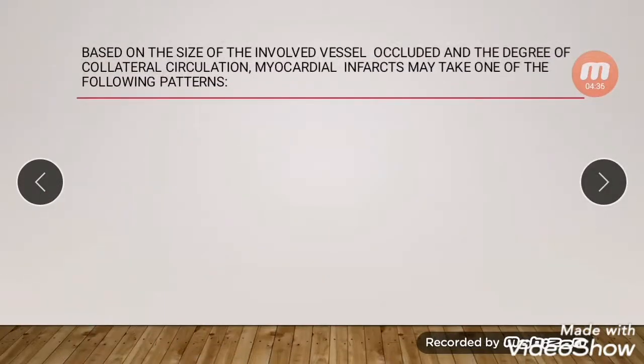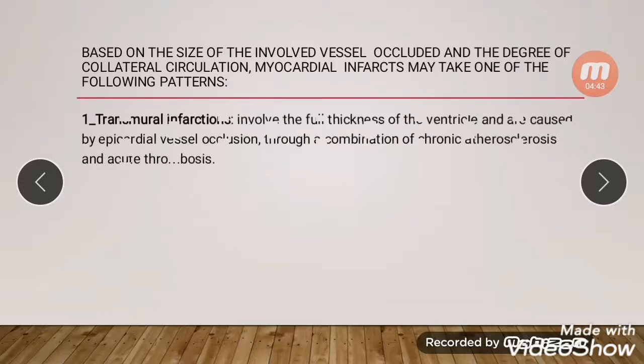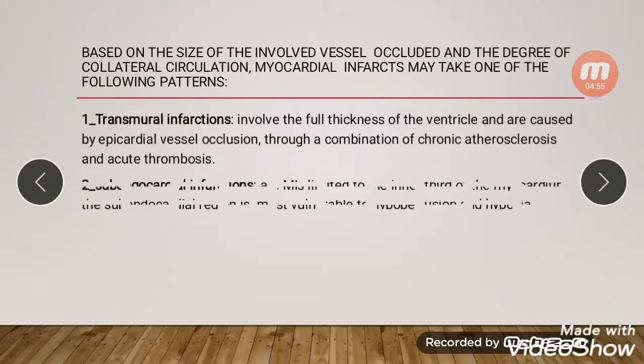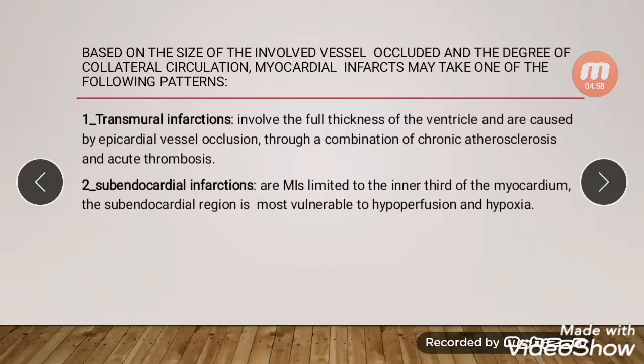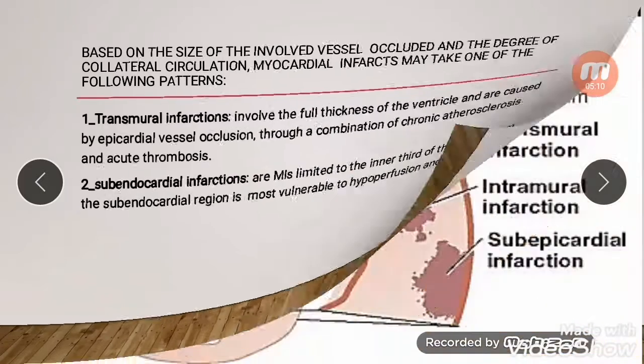Based on the size of the involved vessel occluded and the degree of collateral circulation, myocardial infarcts may take one of the following patterns. First, transmural infarctions involve the full thickness of the ventricle and are caused by epicardial vessel occlusion through a combination of chronic atherosclerosis and acute thrombosis. Second, subendocardial infarctions, which are infarctions limited to the inner third of the myocardium. The subendocardial region is most vulnerable to hypoperfusion and hypoxia.